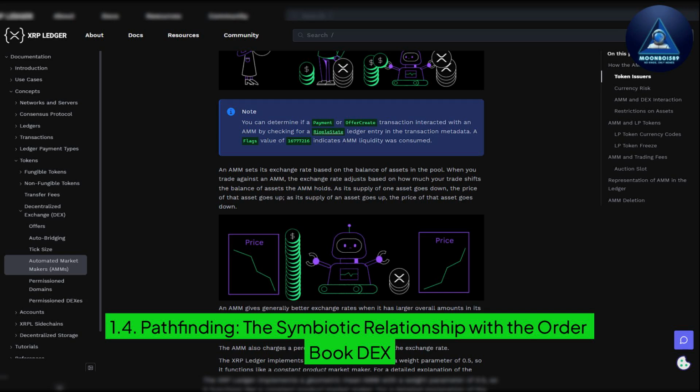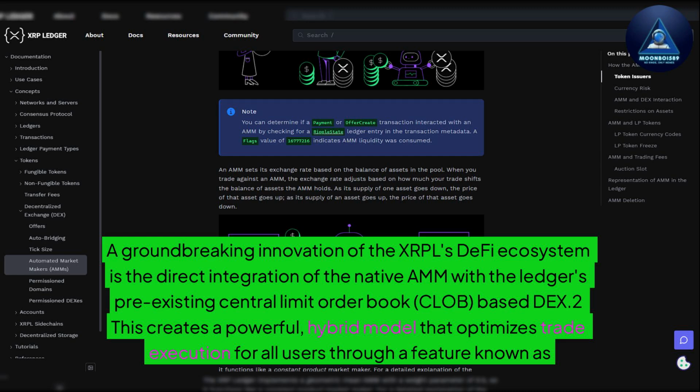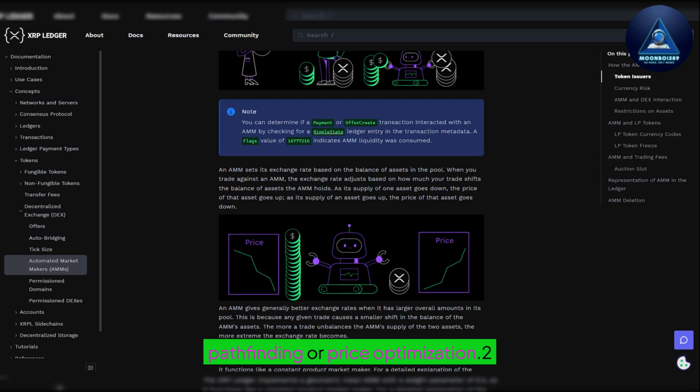1.4. Pathfinding. The symbiotic relationship with the order book DEX. A groundbreaking innovation of the XRPL's DeFi ecosystem is the direct integration of the native AMM with the ledger's pre-existing central limit order book, CLOB-based DEX. This creates a powerful hybrid model that optimizes trade execution for all users through a feature known as pathfinding or price optimization.